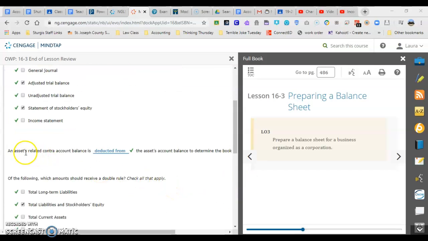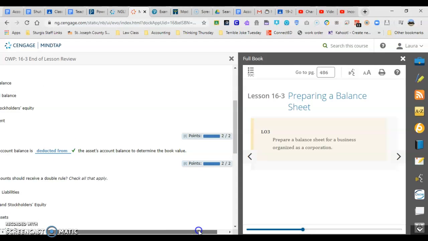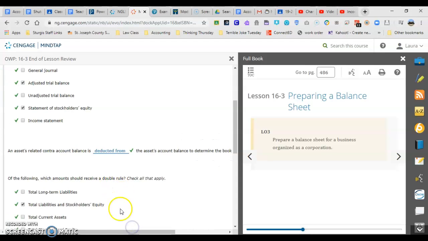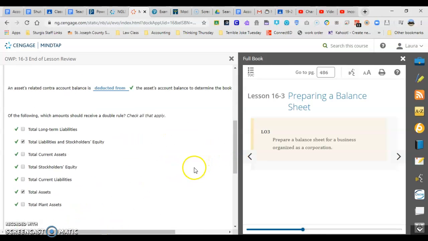The next one was an asset-related contra account balance is deducted from the asset account balance to determine the book value. So contra accounts reduce the related account, and they determine book value. Of the following, which amount should receive a double rule? So double rule means that they equal, you prove something. In this case, on a balance sheet, total assets should equal total liabilities and stockholders' equity. So they will be double ruled on a balance sheet.